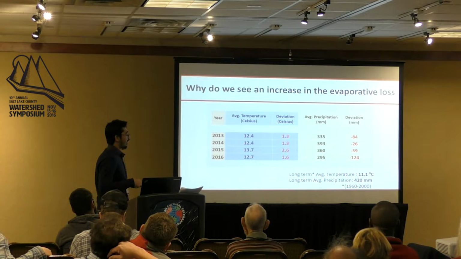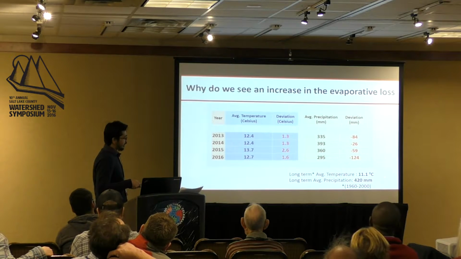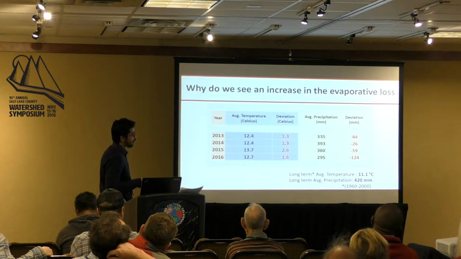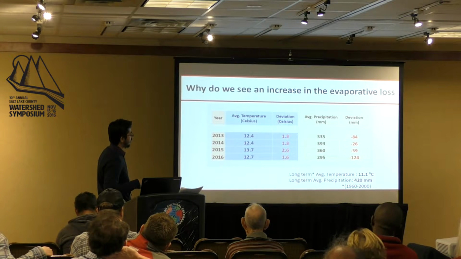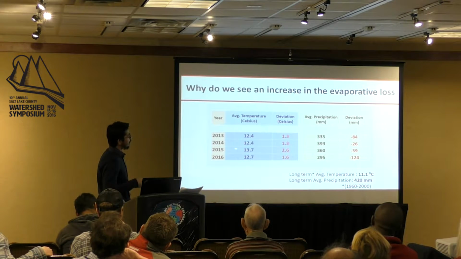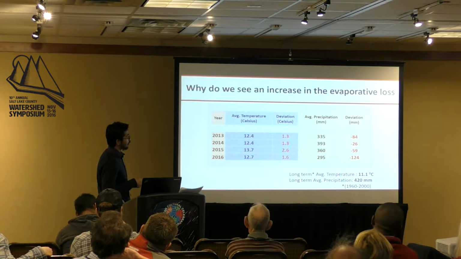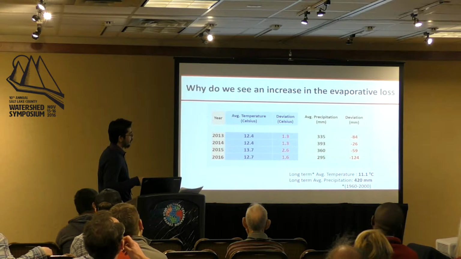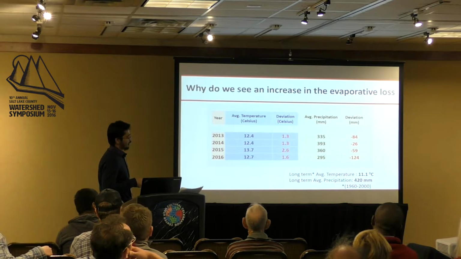The long-term average temperature of Salt Lake City, and this data is from the airport, is 11.1 degrees Celsius, and the average precipitation at the airport is 420 mm. If we look at the last 4 years, we consistently have much higher temperatures. In 2013, the average temperature was 1.3 degrees Celsius higher. Same for 14. In 2015, the average temperature was around 2.6 degrees Celsius higher, and in 2016 it was 1.6. And in all these 4 years, we also had lower average precipitation.